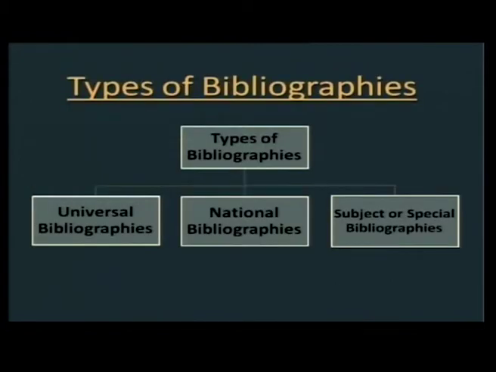Now, when we look at the different types of bibliographies, there are three major types into which they are classified. One of them is universal bibliographies, another is national bibliographies, and another is subject specific or special bibliographies. We will see how these three categories are distinguished, and you should be able to understand the importance of each one of them when we discuss each of them at length with some examples.